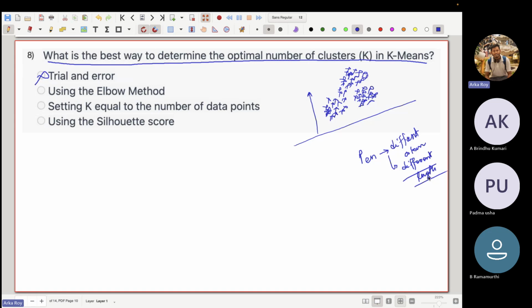may group them like ball pens. They will group them together. Dot pens, they will group them together. Gel pens, they may group them together. Let's say some other person can group them based on their length, the length of the pen. So there is no unique way of grouping or clustering.